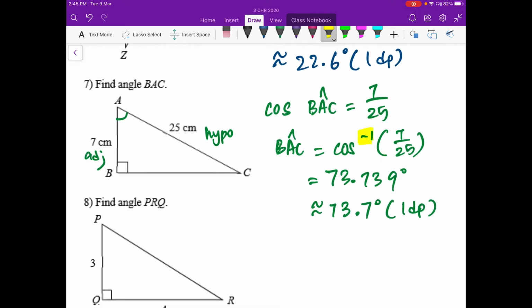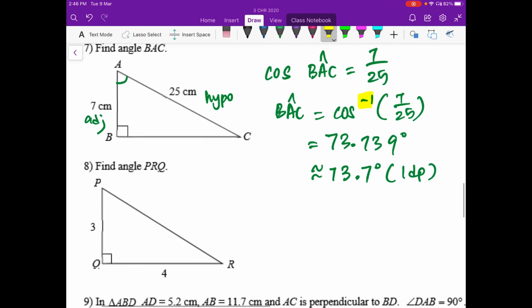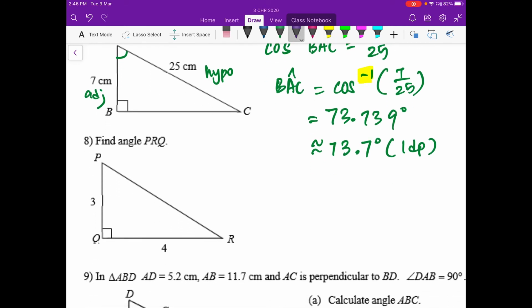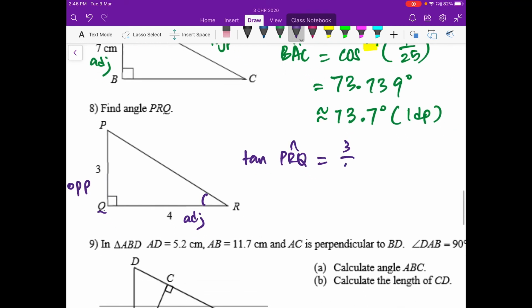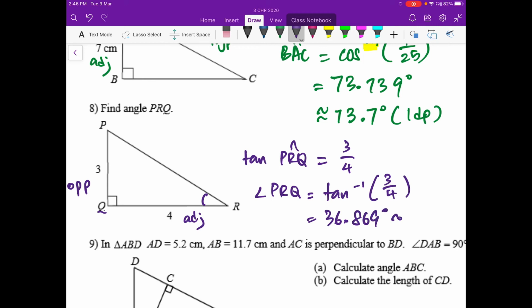So here is the inverse. We use inverse when we are trying to find the angle. Angle PRQ. Identify the angle. Here we have adjacent as 4, opposite as 3. So we use tangent because you have opposite and adjacent. Tangent of the angle PRQ is opposite over adjacent. PRQ is tangent inverse. 36.8699. Okay, 36.9, 1 dp.